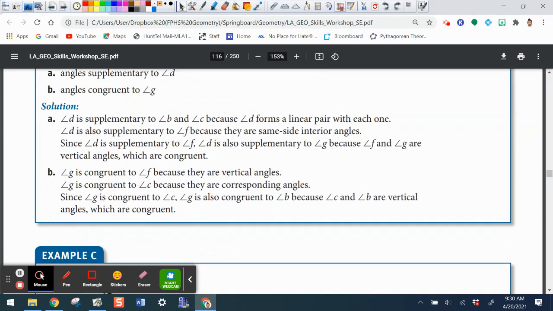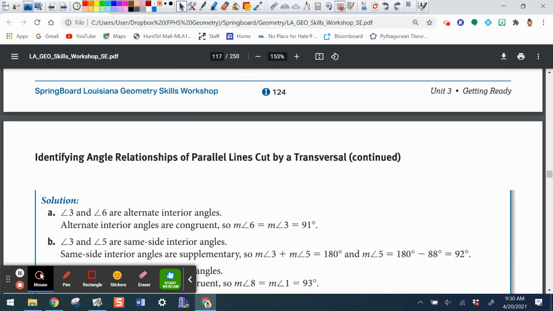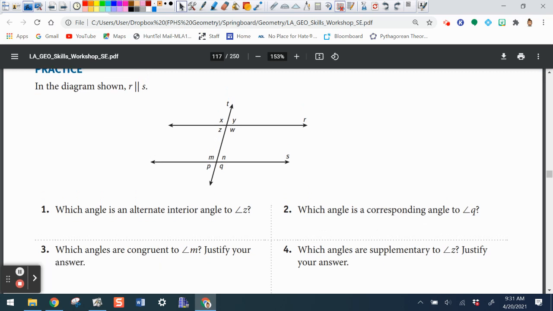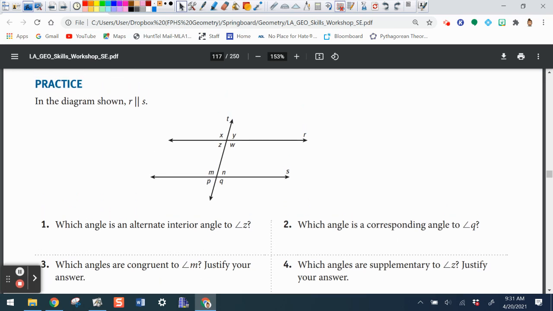I would say that the majority of what you need to know here is based on understanding vocabulary. So really study the terms that you see in this skills lesson. It says in the diagram shown, R is parallel to S. So what that means is line T that we see right here is acting as a transversal. A transversal is simply another line that intersects two or more lines. In this case, what's unique about these two or more lines that the transversal intersects is that the two lines are parallel. So when a transversal intersects two lines, it creates 8 angles.